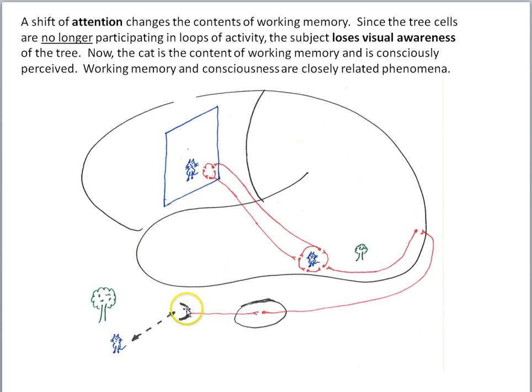The person has shifted their gaze to see the cat. A shift of attention changes the contents of working memory. Since the tree cells are no longer participating in loops of activity, the subject loses visual awareness of the tree. Now the cat is the content of working memory and is consciously perceived. Working memory and consciousness are closely related phenomena.